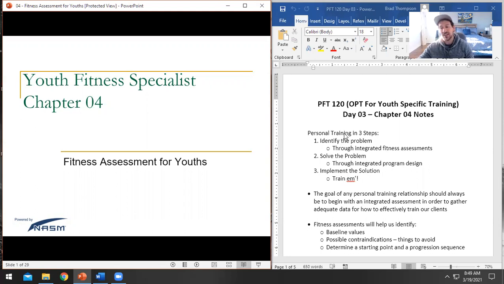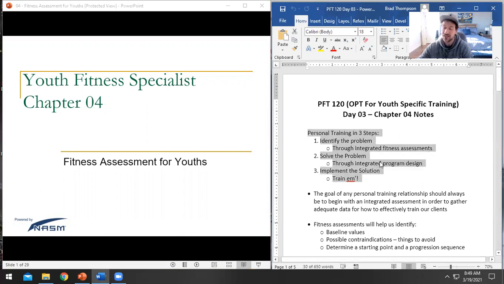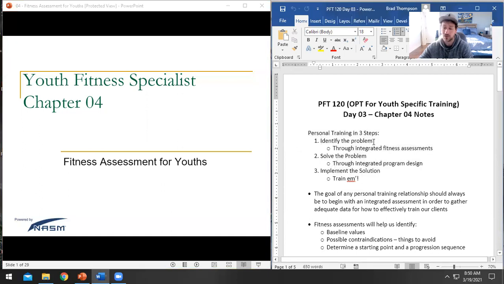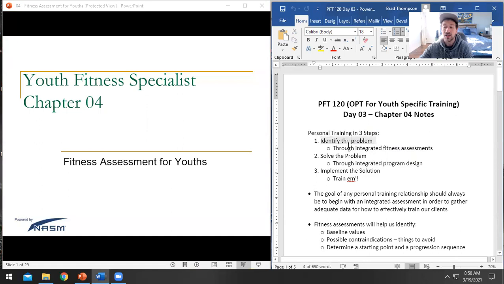So I always like to put this at the top here when I'm talking about fitness assessments, which is not in the notes or the reading or anything like that. But if you look at what our industry is, as personal trainers, what our jobs are in three steps, right? We first identify problems, solve that problem, and then we implement the solution, right? That's the 1, 2, 3: get a new client, figure out what's going on with them, address it, and then start training them, right? So identifying the problem, we do that through integrated fitness assessments, right?